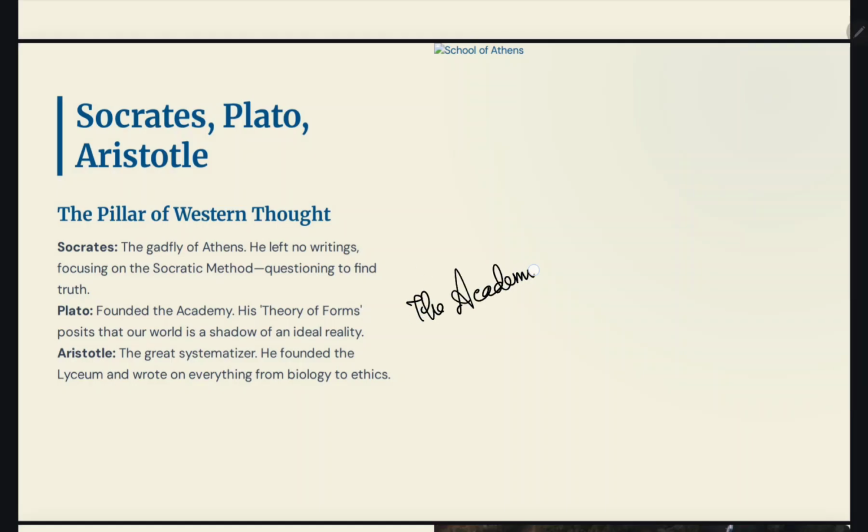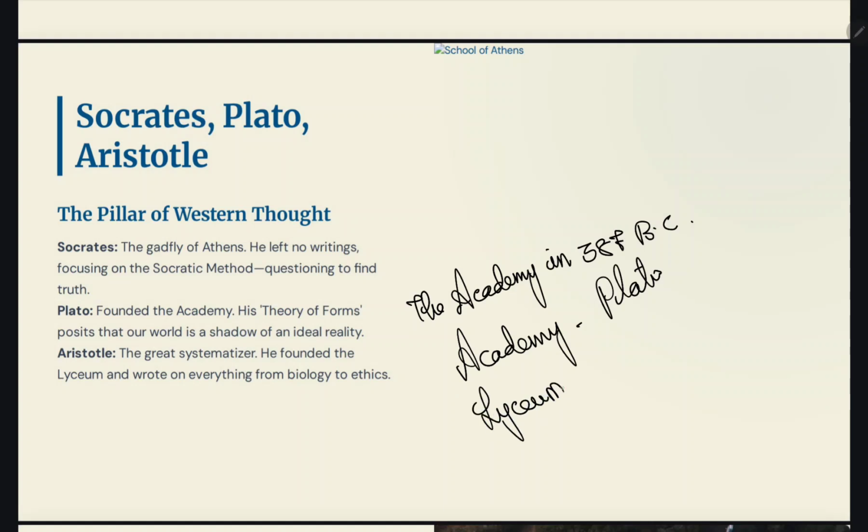The Academy in 387 BC. The first great institution of higher learning. Think of the Academy as the Oxford or Cambridge of ancient Greece. And there was a famous sign at the entrance: let no one ignorant of geometry enter. That was written at the entrance gate of the Academy. Academy was founded by Plato, and Lyceum was founded by Aristotle. Just remember these two things. Academy founded by Plato, Lyceum by Aristotle.